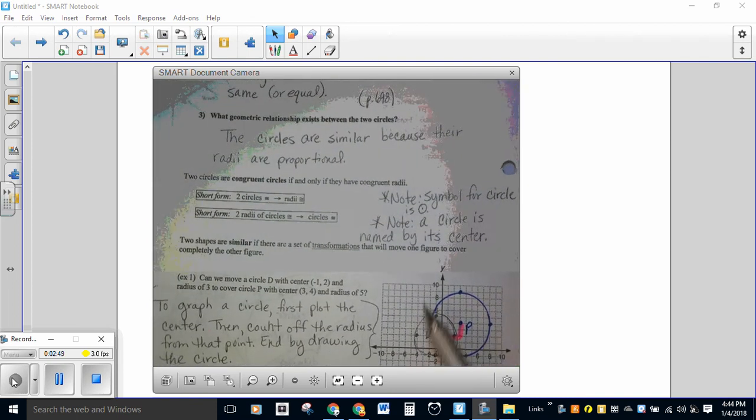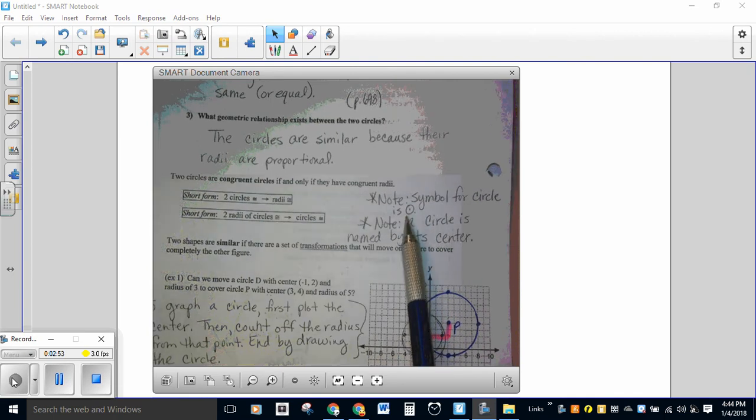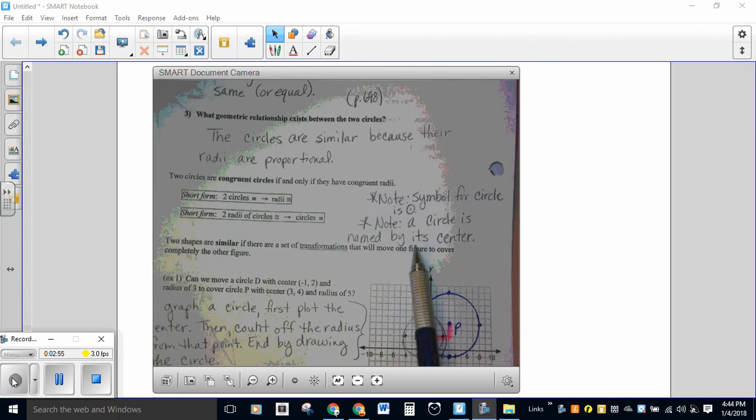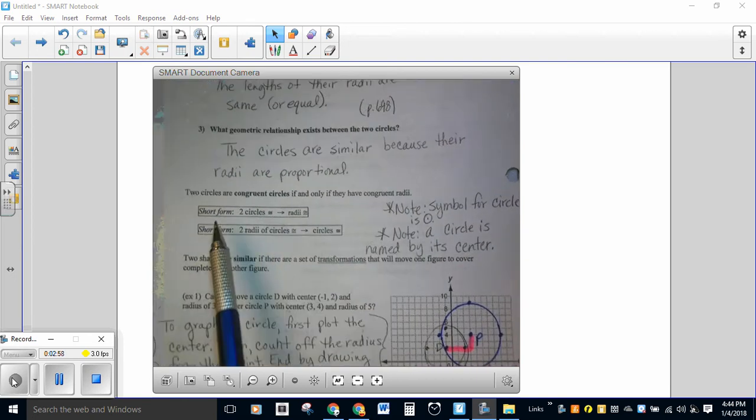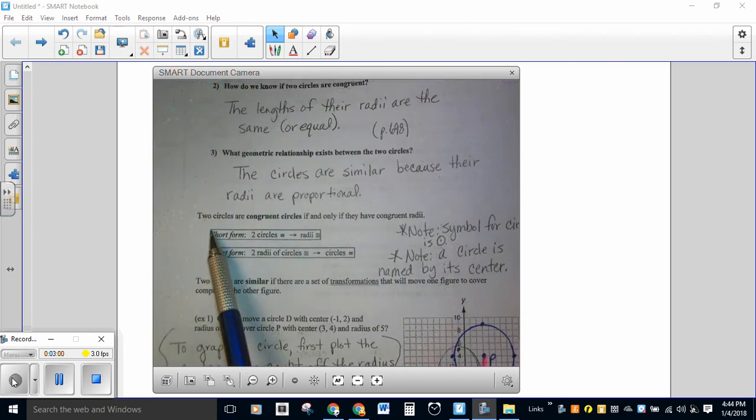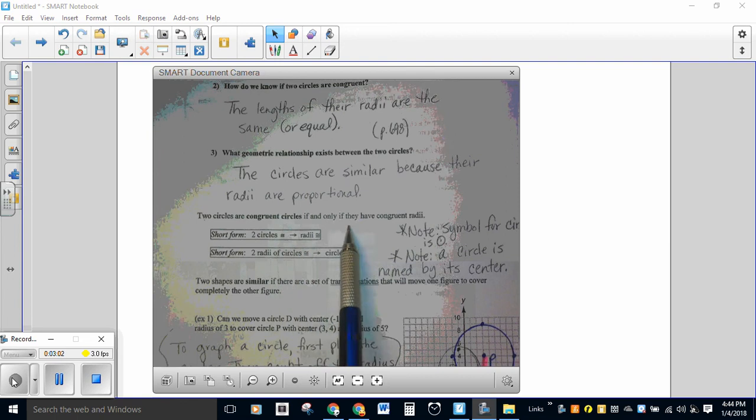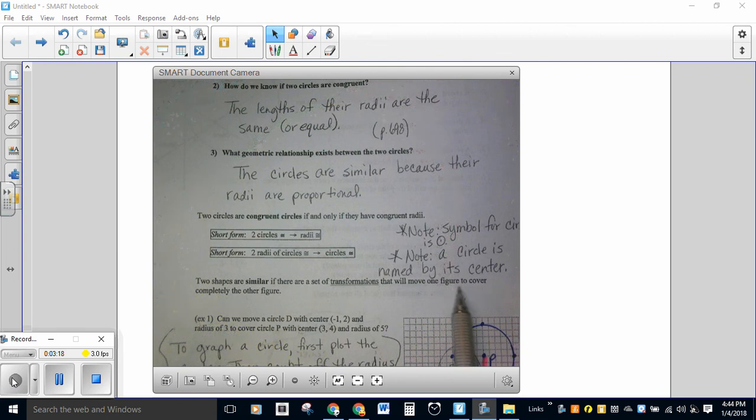A couple of notes. The symbol for a circle is a circle with a dot in it, and a circle is always named by its center point. And so then it has these two theorems. Two circles are congruent circles if and only if they have congruent radii. Two shapes are similar if there is a set of transformations, remember, we talked about rotations, reflections, translations, and dilations, that will move one figure to cover completely over the other.